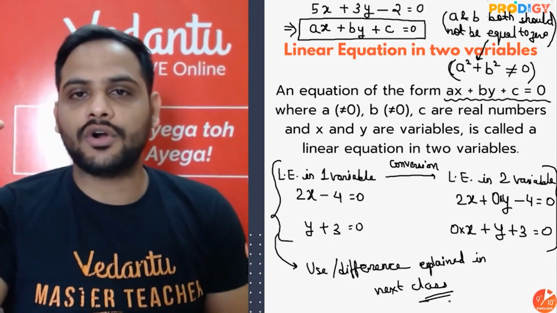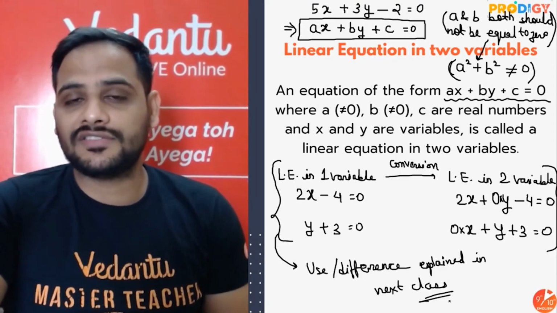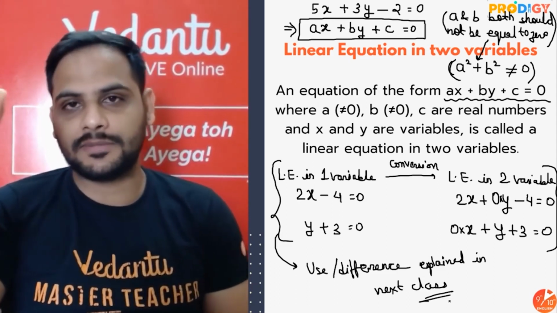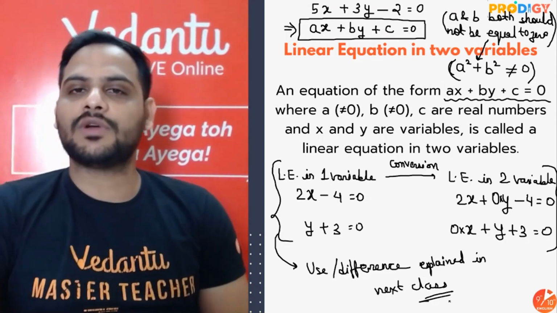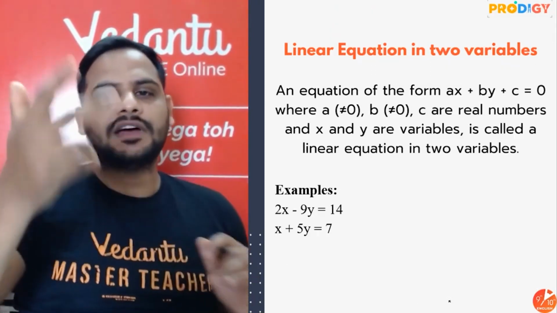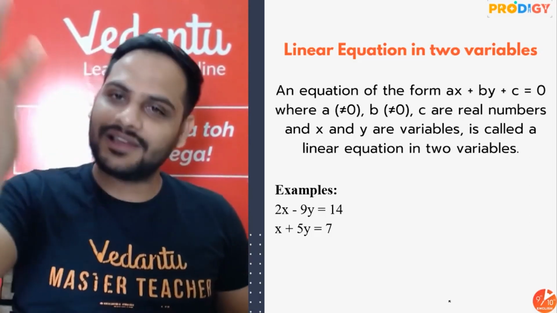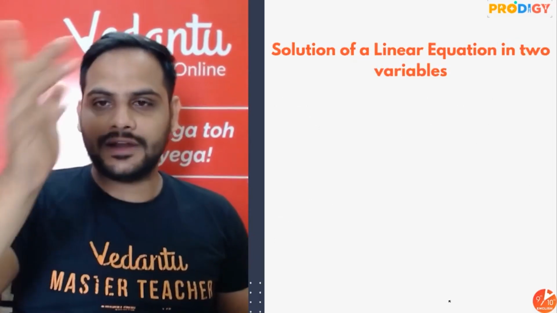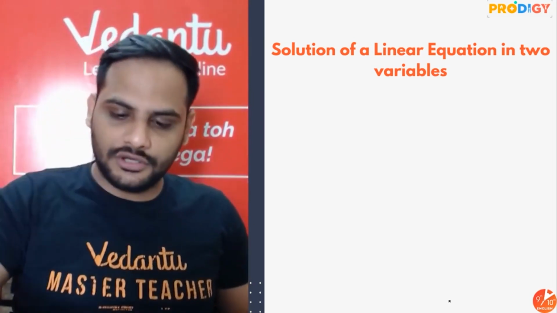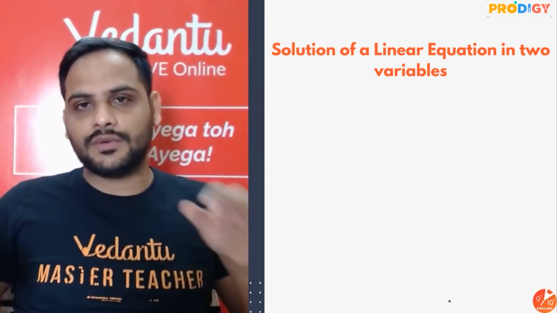Alright guys, so we got to know about the basic or the standard form of a linear equation in two variables, which is ax plus by plus c equal to 0, where a square plus b square is not equal to 0. Simple logic, right? Now these are your examples. You will say, sir, I know this. I also know you know this, sir. Let's move ahead. The main point is the solution of a linear equation in two variables.